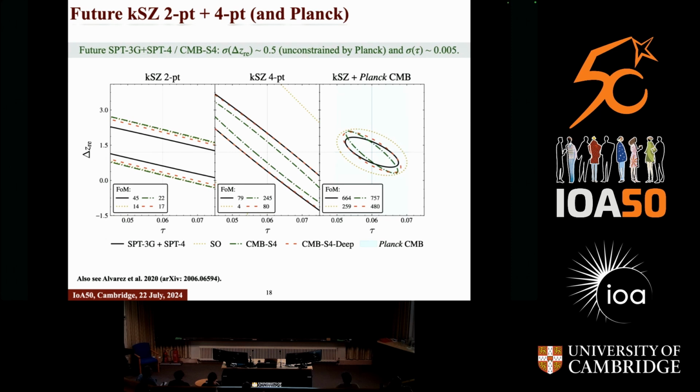As you can see, the direction of degeneracy for the 2-point and the 4-point are slightly different. As a result, when we combine them, we get pretty nice joint constraints on the optical depth and also on the duration of reionization. You can see we can even improve tau when we combine KSZ with Planck. So the future is looking good. However, we don't have a detection yet.